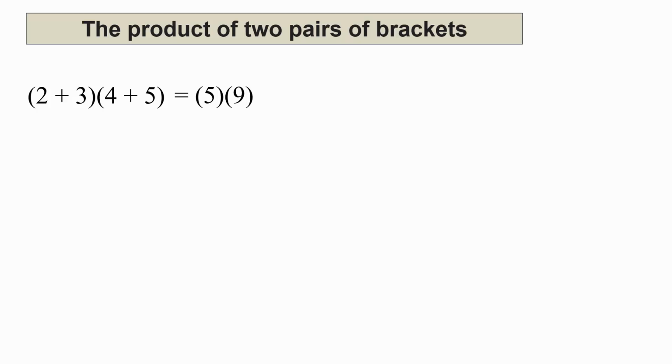Before we expand it using our method, let's just work out the answer. The first bracket gives us inside 2 plus 3, which is 5, and the second bracket 4 plus 5, which is 9. And 5 times 9 is 45. So we know the answer will be 45. Now let's have a look at it another way.